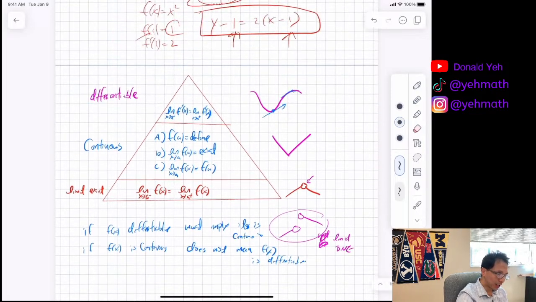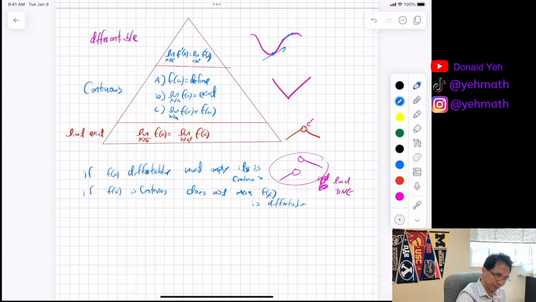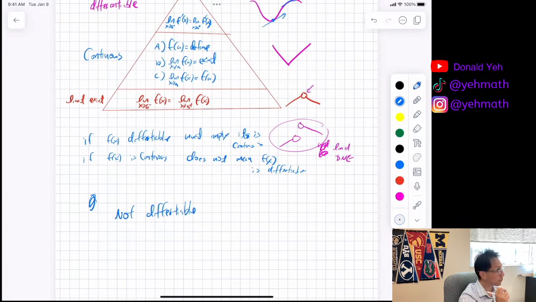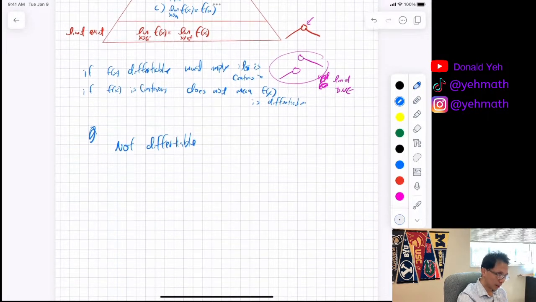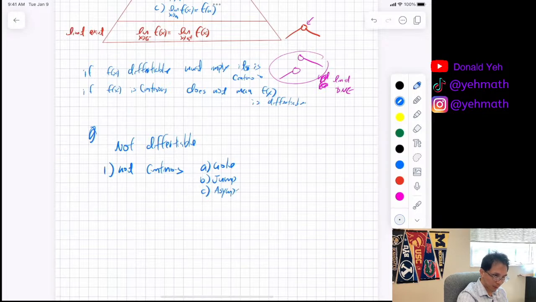Done. Now let's talk about when it's not differentiable. Not differentiable means, well, if it's not continuous, it's not differentiable, right? And there are a lot of examples of not continuous. For example, A is a hole, B is a jump, C is an asymptote. So that means not differentiable.